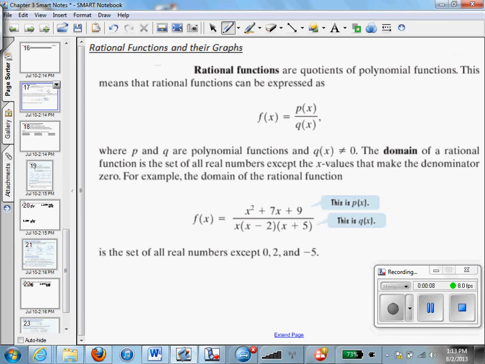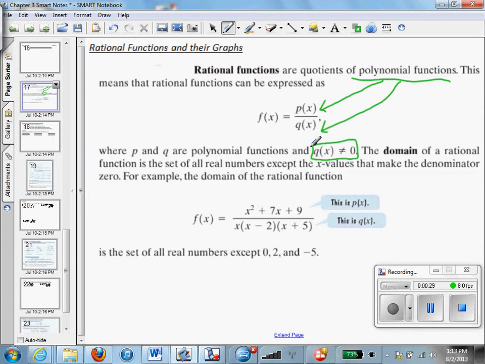So let's get started by looking at what a rational function is. It is the quotient of polynomial functions, where p of x in this case is a polynomial function and q of x is a polynomial function. It's very important to note that q of x is not equal to 0.